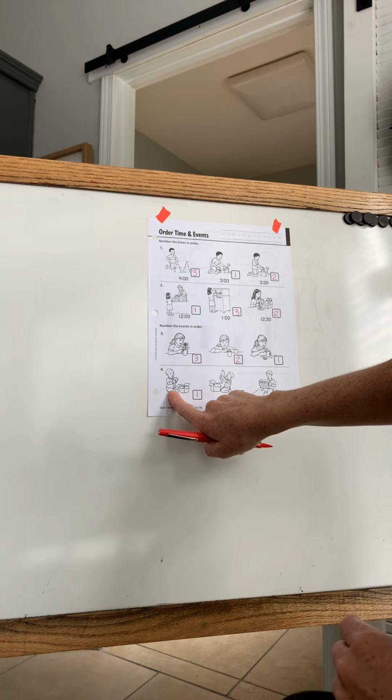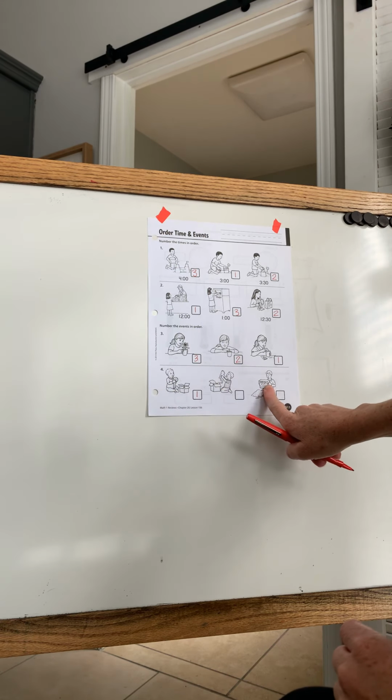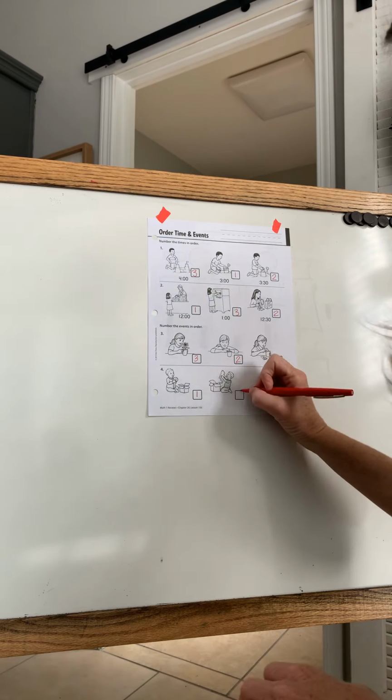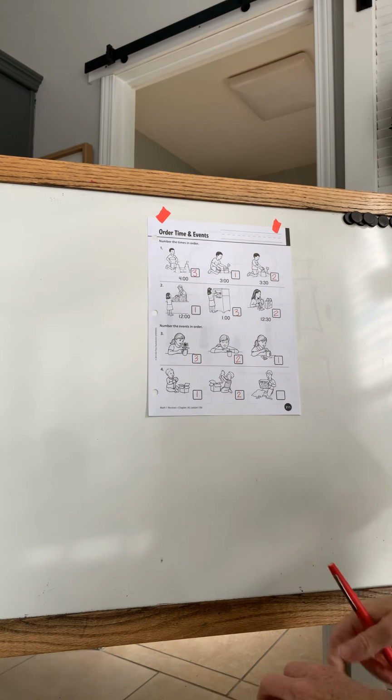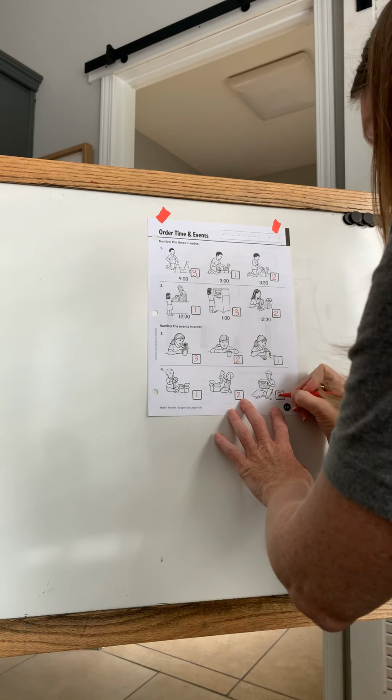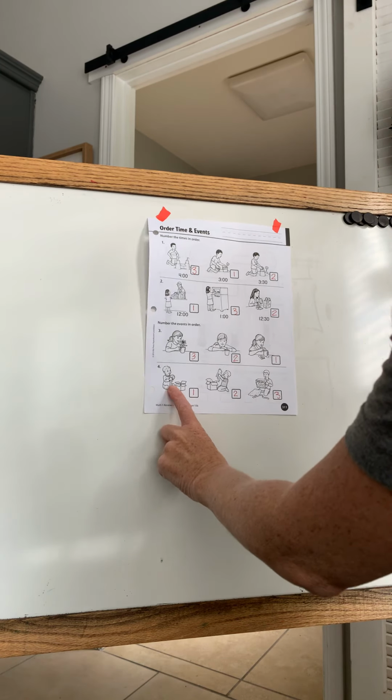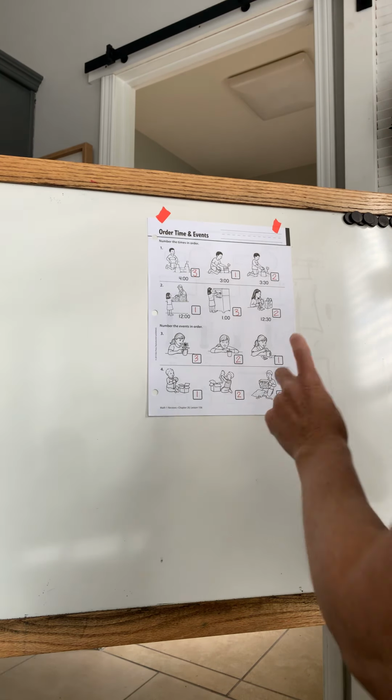And then after he's a baby, does he become a little boy or a big boy? Yeah, he would become a little boy. So that would be 2. And then 3 would be the big boy. That's how he has changed over time from baby to little boy to big boy.